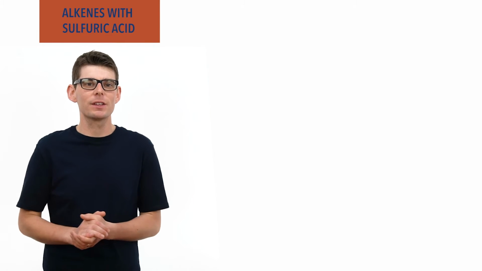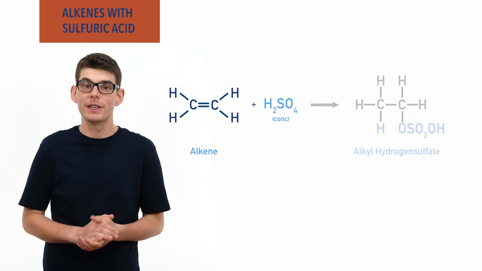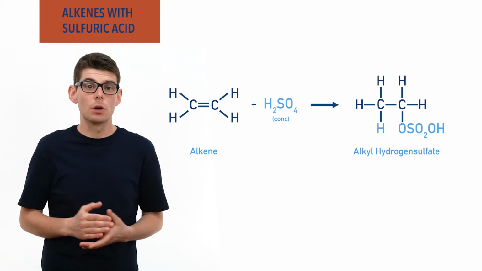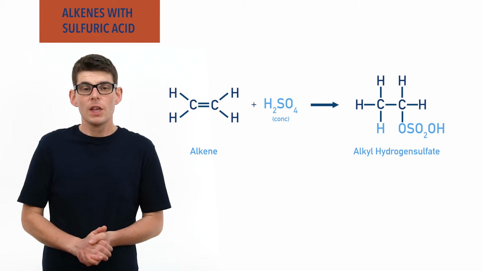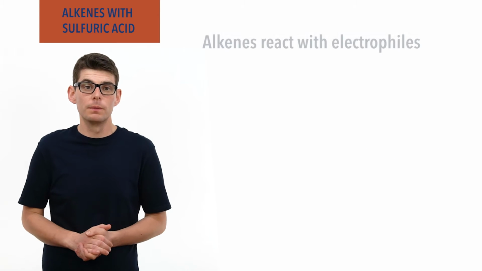Recap done? Let's go! When an alkene reacts with concentrated sulfuric acid, an alkyl hydrogen sulfate is formed. The reaction happens easily and can be carried out in cold conditions. To get any reaction started with an alkene, we need to have an electrophile.